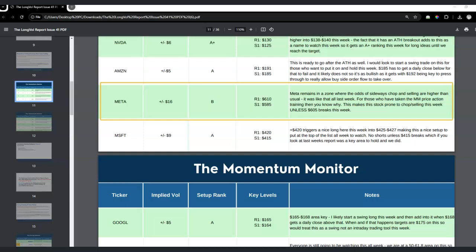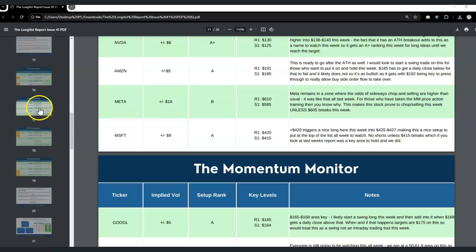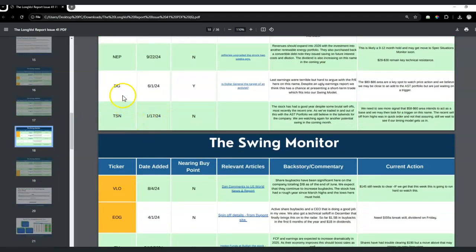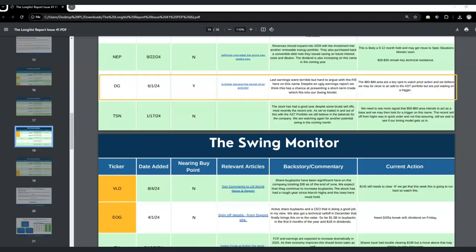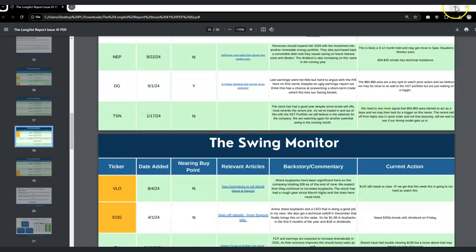So when you talk about beta, it's a higher correlation of these names towards the S&P and Nasdaq. Now there's a lot of names in the report. Again, if you go to the swing monitor, there's stocks like Dollar General that's not going to rally or sell off with the Nasdaq. All right, EOG is an oil and gas stock. It's not going to sit there and rally and sell off with the Nasdaq.